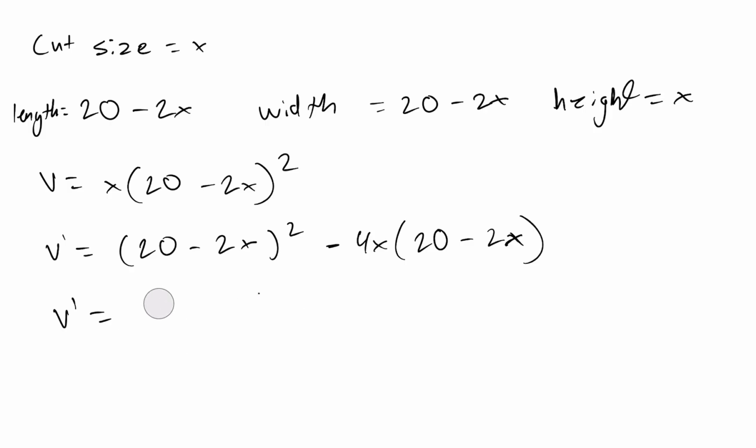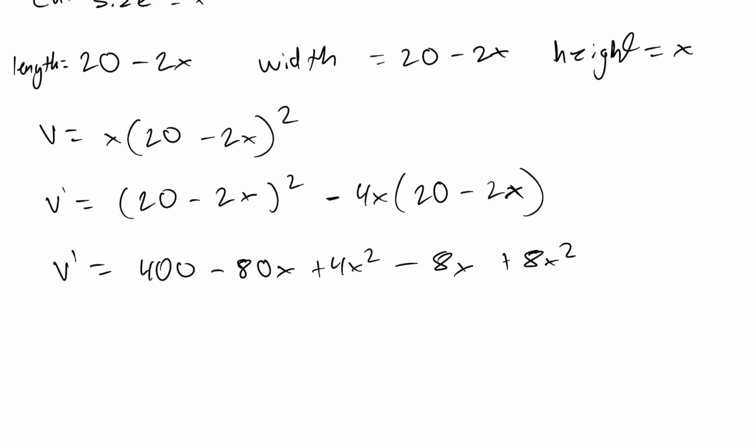Sorry, I messed that up. When we simplify this, our V prime is going to be, when we multiply it all through, 400 minus 80x plus 4x squared minus 80x plus 8x squared. And if we simplify that, and we add the like terms, we're going to get 400 minus 160x plus 12x squared.